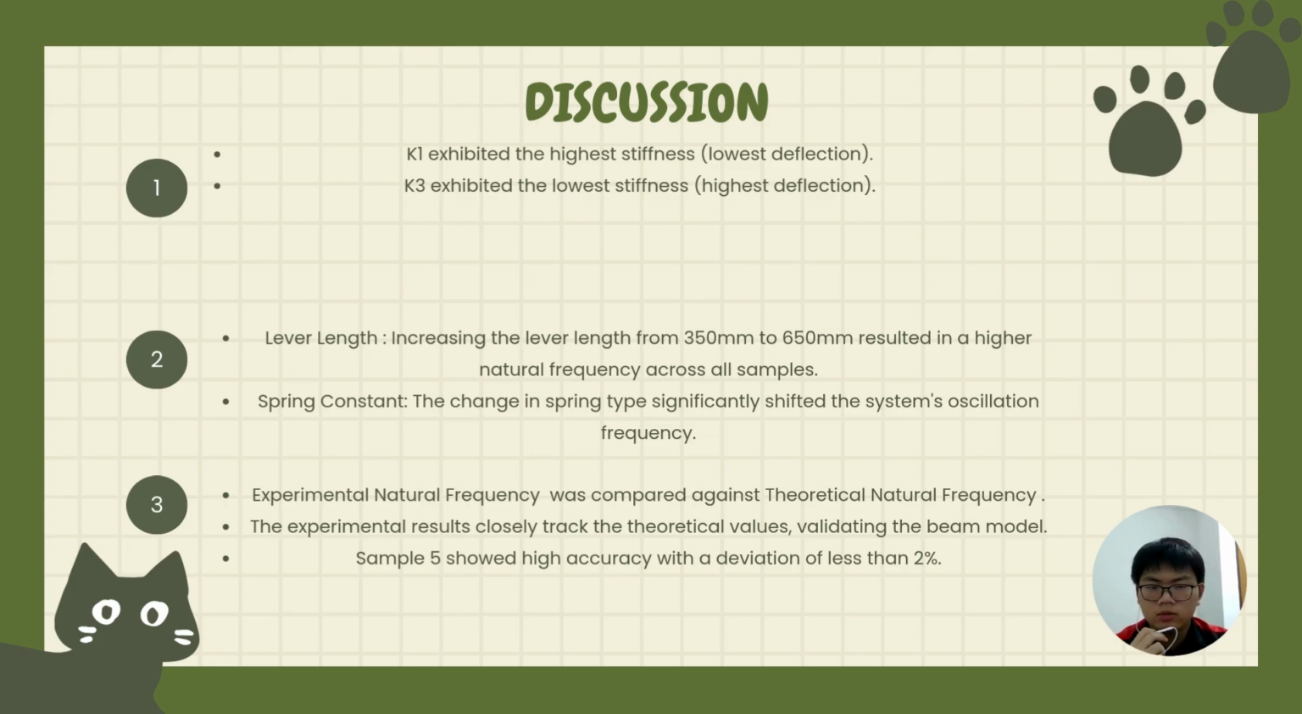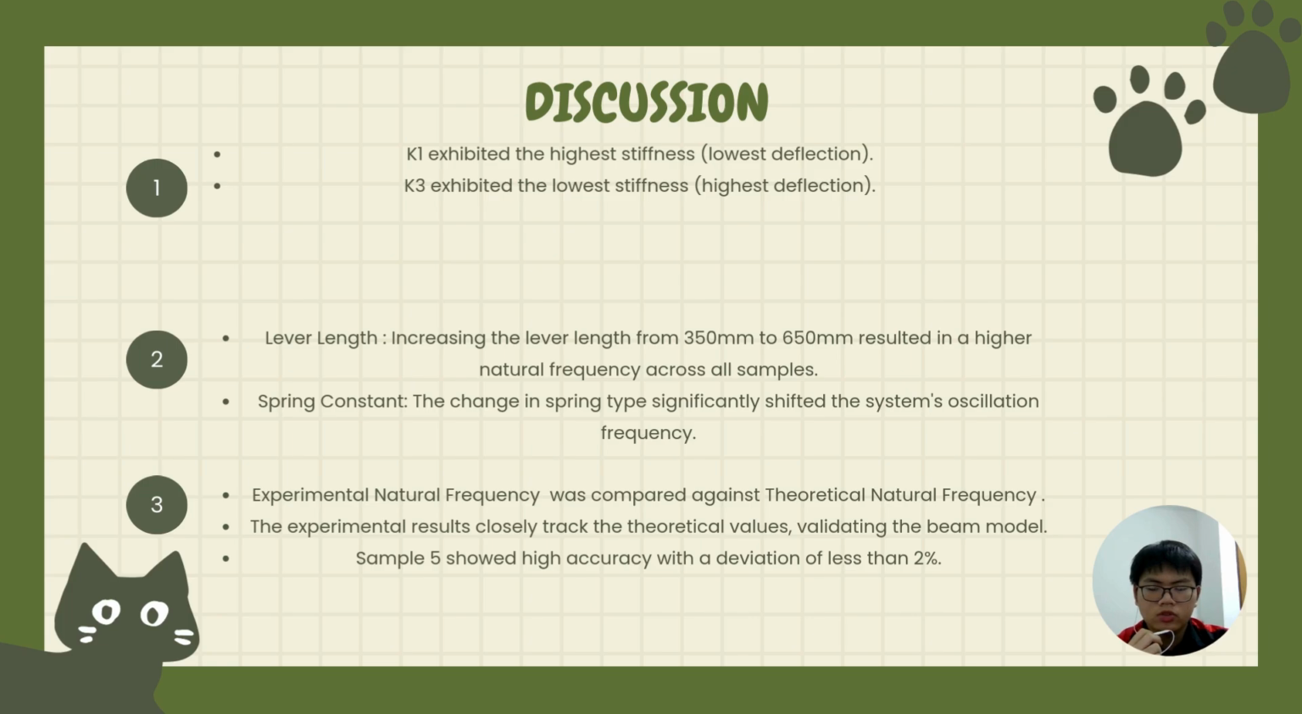Yeah, it's me again. I will continue to talk about the discussion for the previous tables. The first table is about the stiffness of the spring. In conclusion, K1 exhibits the highest stiffness, which means low deflection, because it has the smallest elongation. K3 exhibits the lowest stiffness because it has an elongation of 18.1, a large difference compared to the original length.